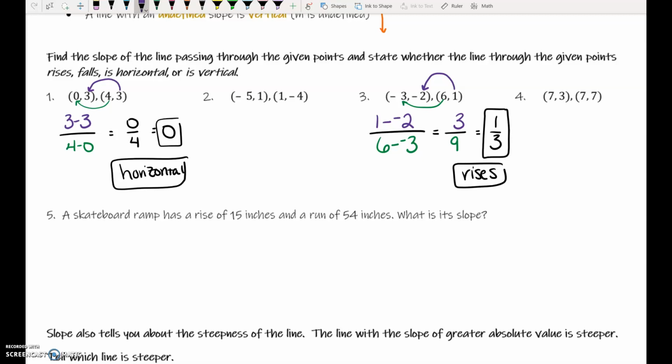Okay, I'm going to switch over to number 4. I know I'm kind of bouncing around today, but that's okay. We can bounce.